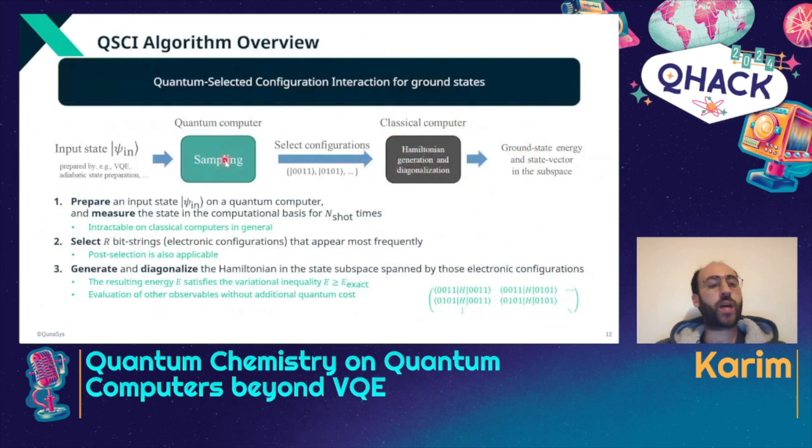It's both. It's a hybrid algorithm. So here at the input state, this part is the quantum computer, and this part is the classical computer. What you do in the quantum computer is the sampling. You prepare your input state and do a sampling. The sampling gives you a number of configurations that will appear, and you select those that appear the most. Those that appear the most, you then feed to a classical computer to construct your subspace and do your effective Hamiltonian diagonalization over there.